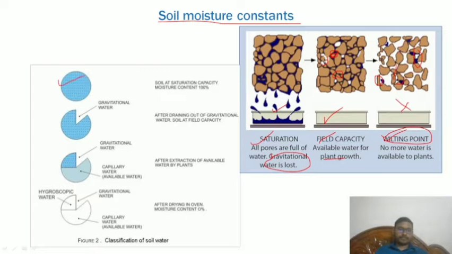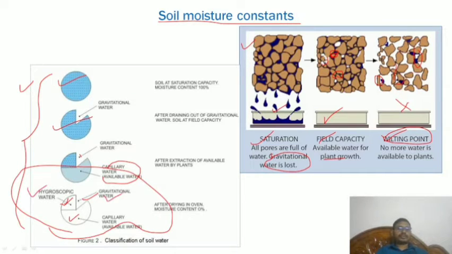Here we can see the full layer of soil at saturation capacity moisture. For example, if you take this circle and fill it with dots representing water, it means completely full. After draining out the gravitational water, the soil is at field capacity. This is the situation at field capacity after removing the gravity water, and this is after extraction of the available water by the plants. This is gravity, and this portion is hygroscopic. This is capillary water available after drying in the oven at moisture 0%. Either way we can become aware of the classification of the soil; both represent the same thing, and this is an easy way of telling the final one: hygroscopic, gravitational, and capillary water.